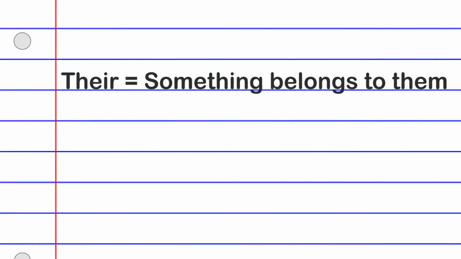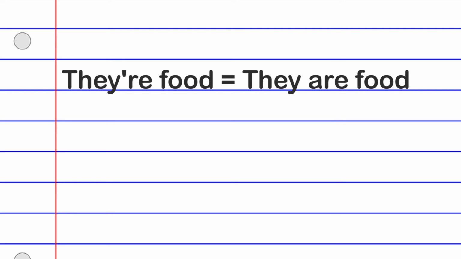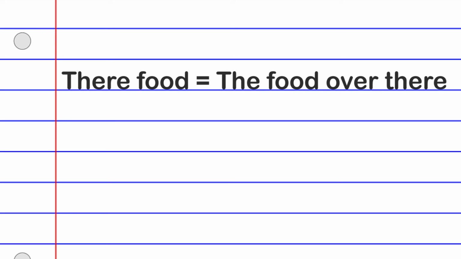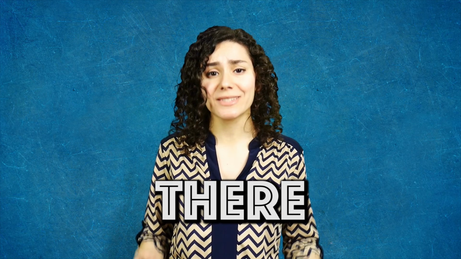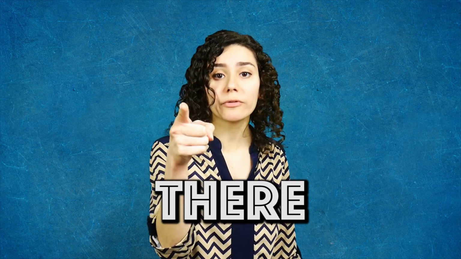Their means something belongs to them. Their phone, their watch, their food, those belong to them. If we wrote they're food, we would be saying they are food. And if you wrote there food, it would be a flawed sentence and you'd sound like a caveman, because there simply means location, as if you're pointing at something like over here and over there.